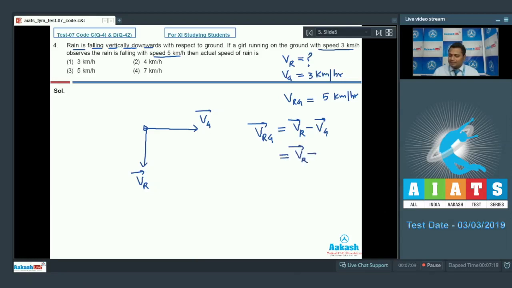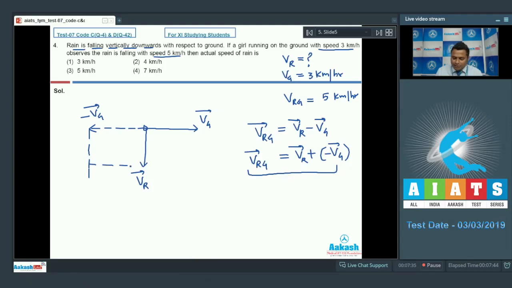Otherwise we can write VR plus minus VG, where VR and VG are two vectors perpendicular to each other according to the question. So this is the expression for VRG, and after looking at this expression we can draw our diagram. We require the minus VG vector, which is opposite to plus VG. So this is the minus VG vector, and the resultant we will obtain from the parallelogram law of vectors will be VRG. The rain will appear to the girl something like this.